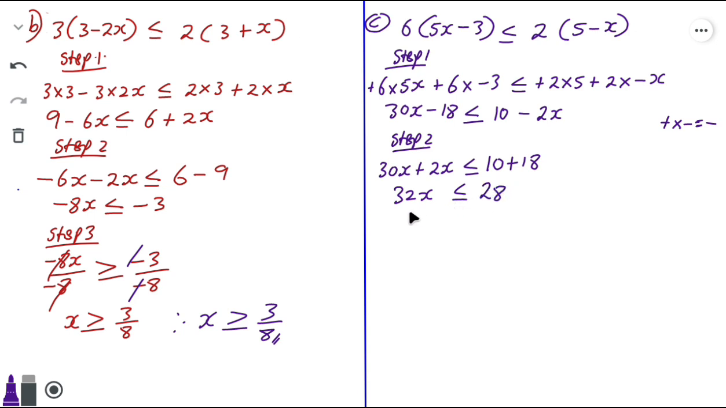So the next thing we need to do is to divide. That's step 3. Divide both sides by the coefficient of x, which happens to be 32. So you have 32x over 32 less than or equal to 28 over 32. We cancel out. So x will be less than or equal to 28 over 32.